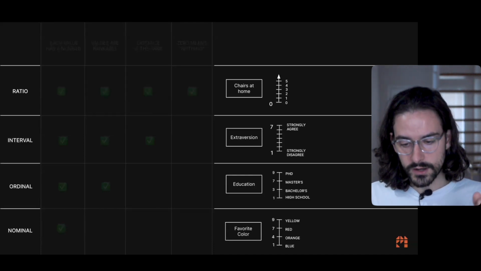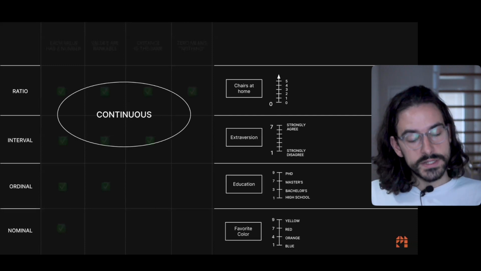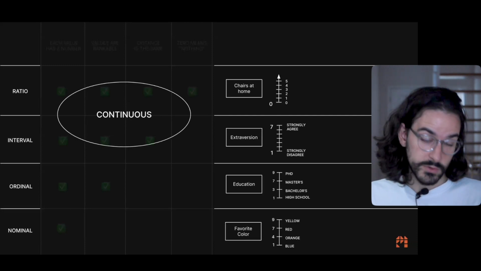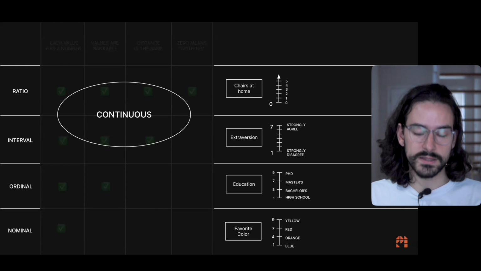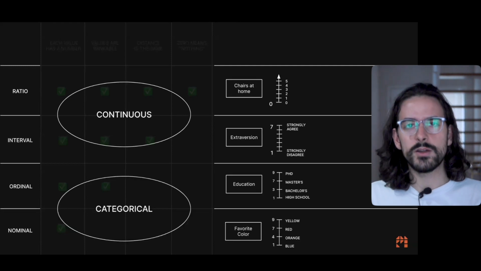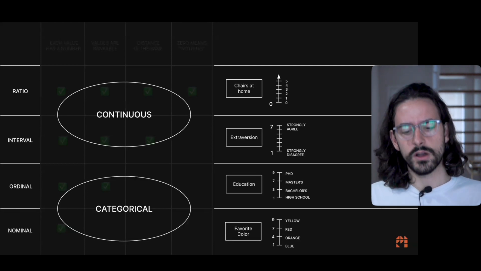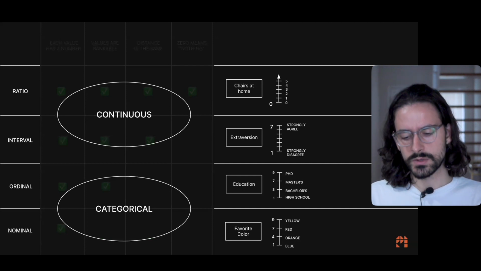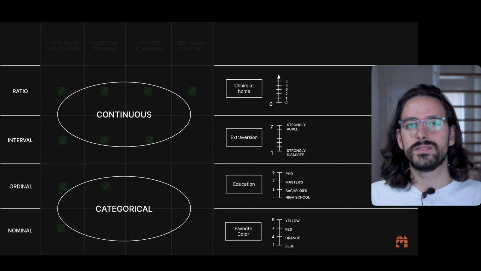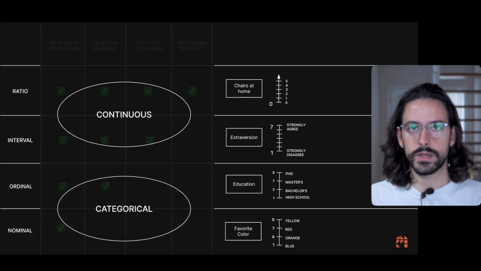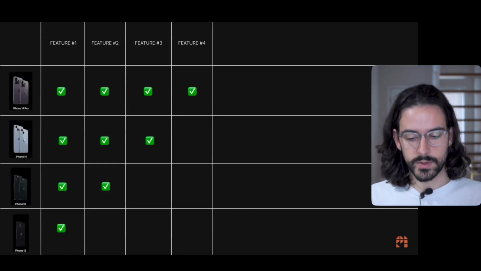So these are the 4 variables. The top 2 are continuous. So we group them with this name continuous because they're very numerical. The bottom ones, ordinal and nominal, we call categorical because we're dealing with categories, and they're a little bit more limited in what we can do with them, as you would be able to tell.